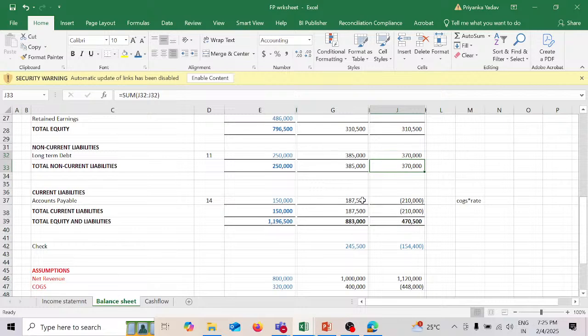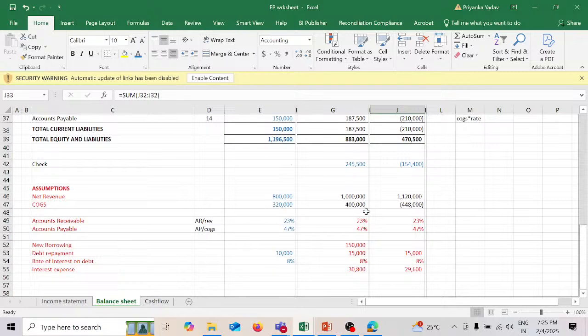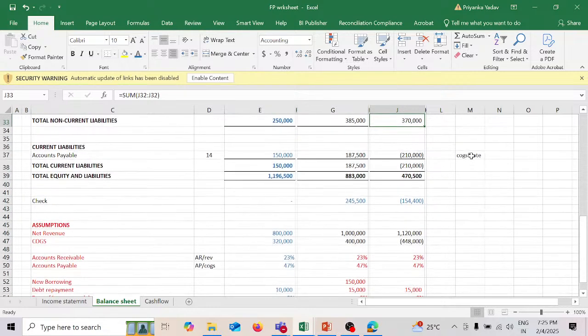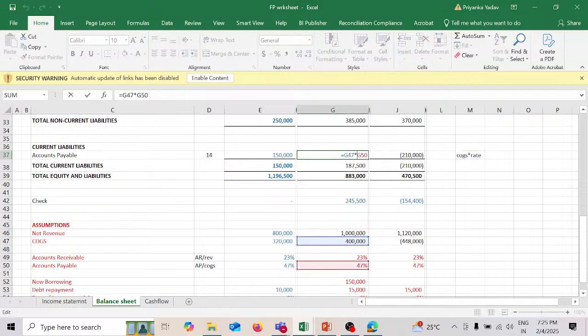Now here accounts payable is the figure which we get from multiplying cost of goods sold with the rate. Here I have written down the formula to simplify for you, and you can find here cost of goods sold is multiplied with the rate. This way we are going to get accounts payable.